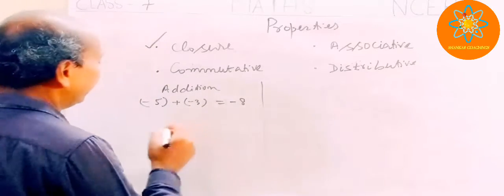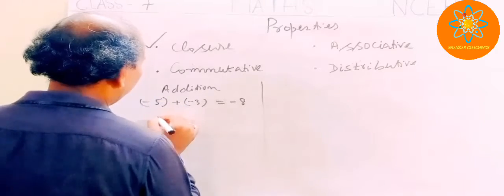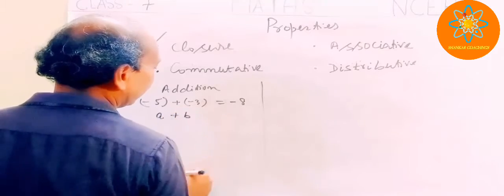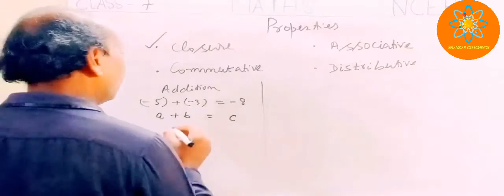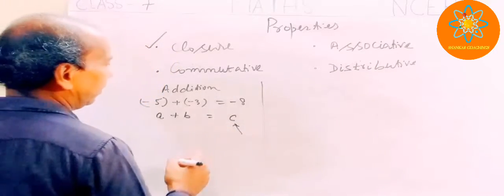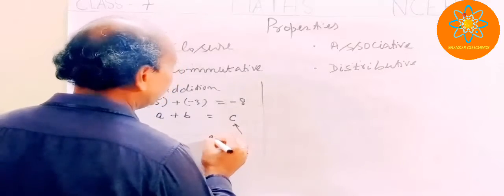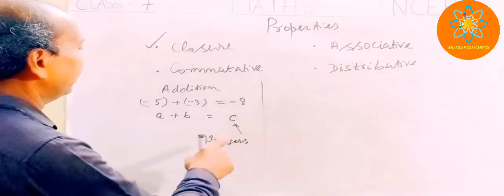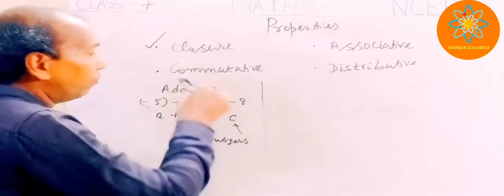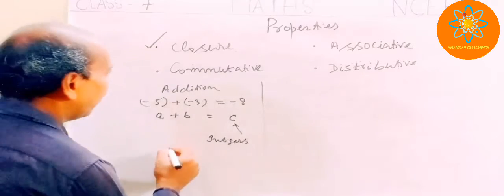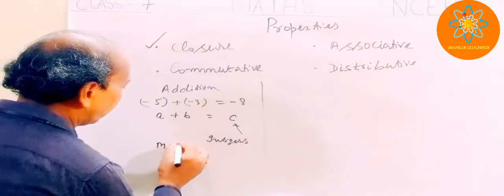In general, I can write if a number a is there and another number b is there and we are getting, let's suppose, c. So if c is also an integer, that indicates the closure property for addition. Similarly, next I am taking the multiplication.